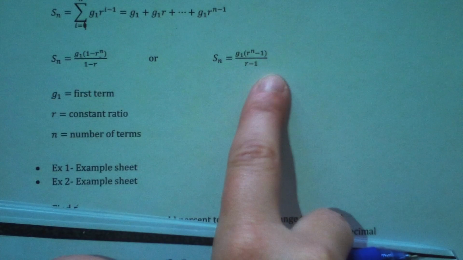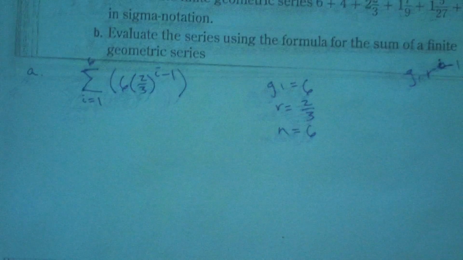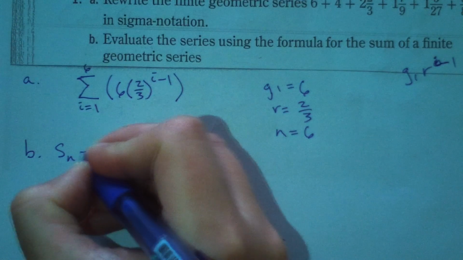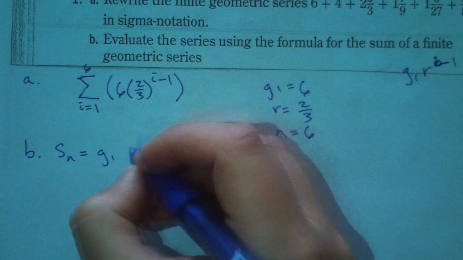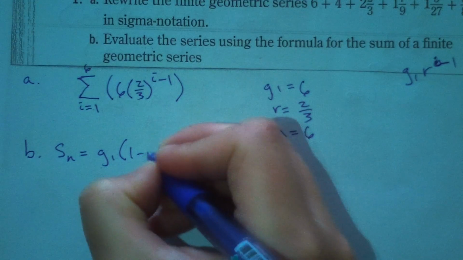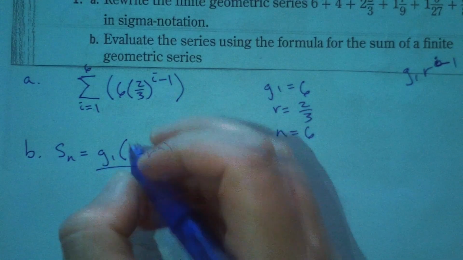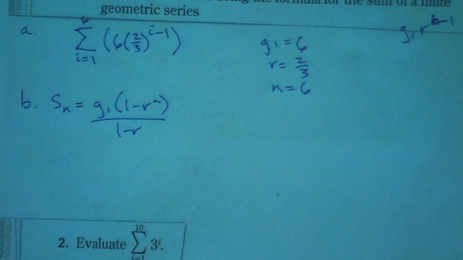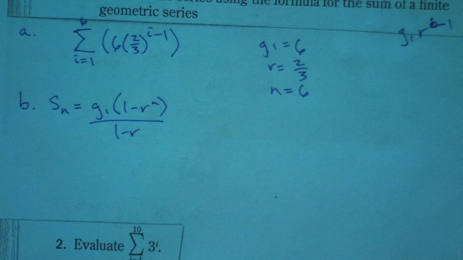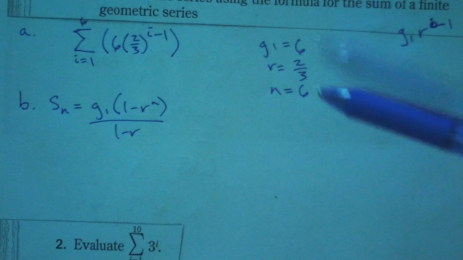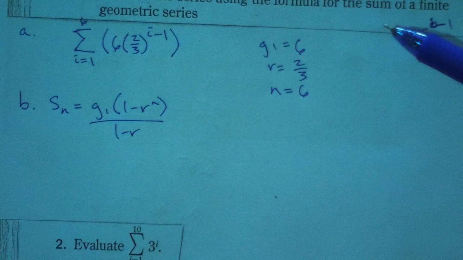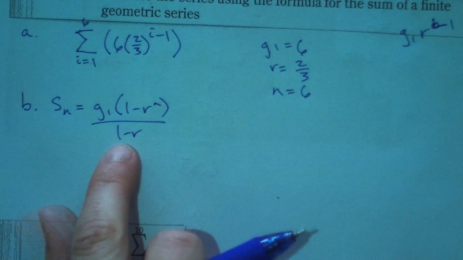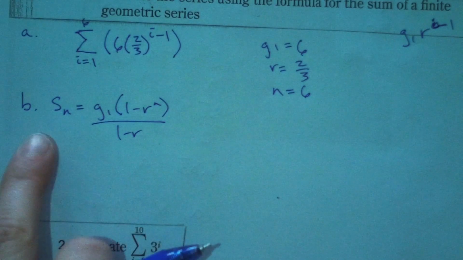And then our values here are just the same as they were before. Our G sub 1 is still our first term, then the constant ratio, and then the number of terms. So we can just fill them into these spots. The capital S stands for our series, so we're trying to find the series up to value n, which in our case would be value 6 because there's 6 terms in our list. So S sub 6 is equal to G sub 1, which is 6, times (1 minus our R value 2/3 to the power of our n value 6), over 1 minus our R value, which is that 2/3 again.